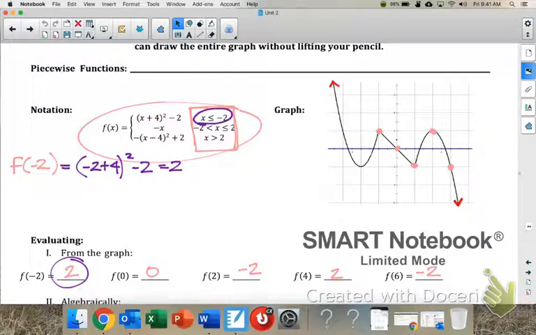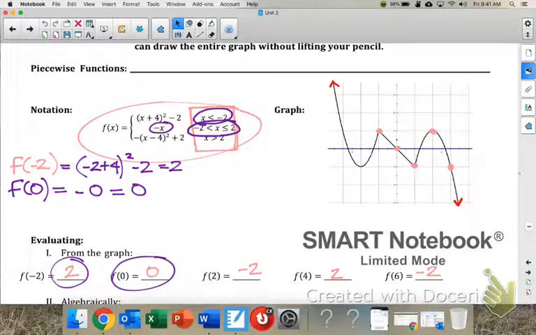Same type of thing for f of 0. For f of 0, I'm going to go ahead and check where does that fall. Well, 0 falls between negative 2 and 2. Therefore, I'm going to plug it into this first equation. Can't really have a negative 0, therefore my answer is 0, just like I got here. F of 2, same thing. 2 does fall within this second restriction because it's equal to 2 there. So I'm going to plug it into that second equation, giving me negative 2, just like I got from the graph.